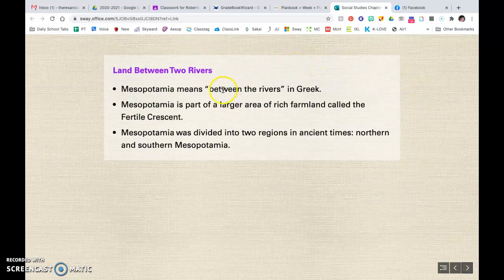Mesopotamia means between the rivers in Greek, and it's part of a larger area of rich farmland called the Fertile Crescent. And it's shaped like a crescent. And because it's fertile, they can grow things, which food is necessary for survival. Remember, no longer roaming around, no longer nomads. This is very important. Mesopotamia was divided into two regions in ancient times. You had northern Mesopotamia and you had southern Mesopotamia.